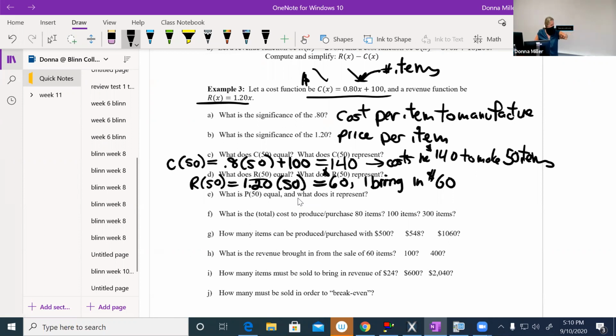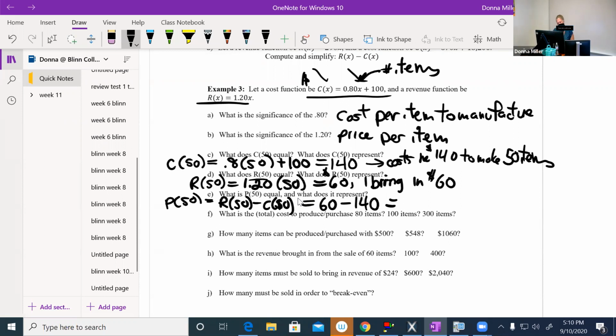It's revenue minus cost, right? So for 50, I already got it. So P of 50 will be the revenue minus the cost, which you already have. The revenue is 60, and the cost is, if I subtract that, I get negative 80. Because it's negative, it tells me I'm going to lose $80, right? My profit is negative $80. So I'm going to lose money, and I'm not happy.